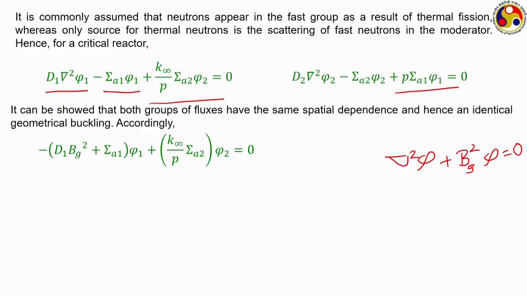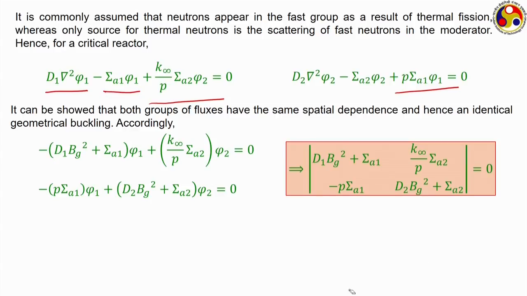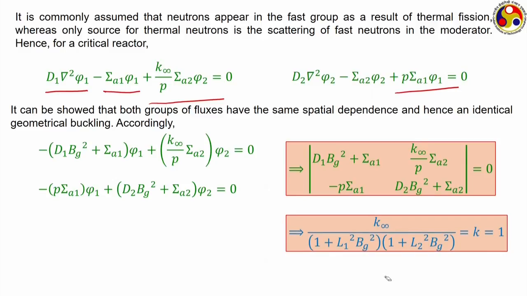So, with that substitution we get a form like this, and we can do a similar procedure for the second one. This is the corresponding equation. So, we basically have two algebraic equations which are coupled with each other, and a non-trivial solution for this is possible only when the determinant of the coefficients is equal to 0. So, from there we get this as the final solution.